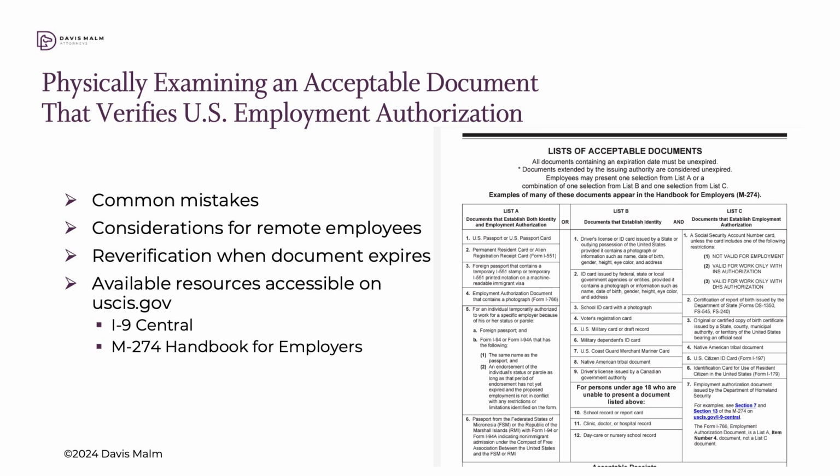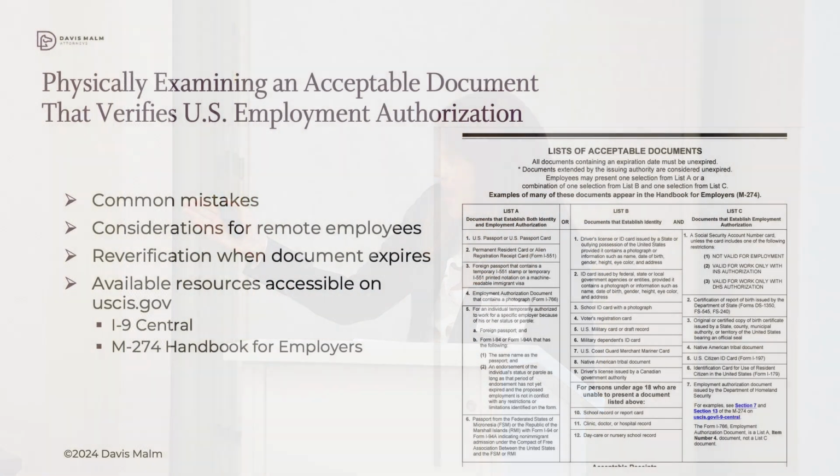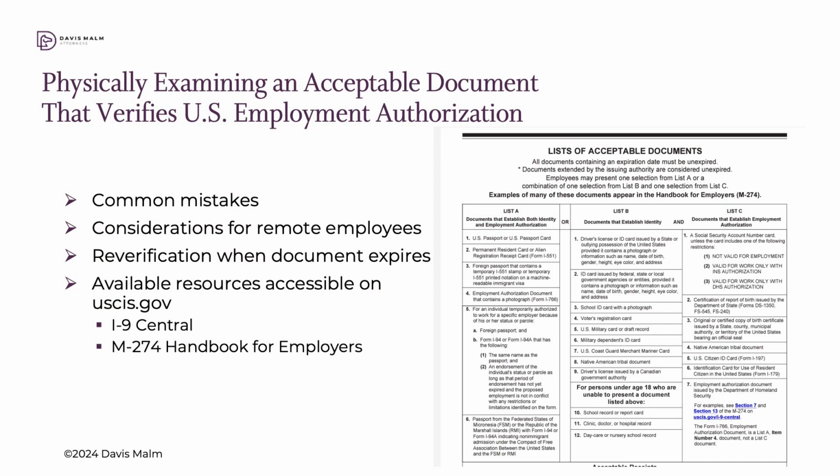So then the third step in completing the I-9 is the physical examination of an acceptable document that verifies the U.S. employment authorization. Again, a common mistake is actively or even passively directing what document the employee provides. So there's the list A of acceptable documents, which is a document that both shows the identity of the employee and the U.S. employment authorization, or employees can provide a combination of a document from list B and list C, which again shows identity and the U.S.